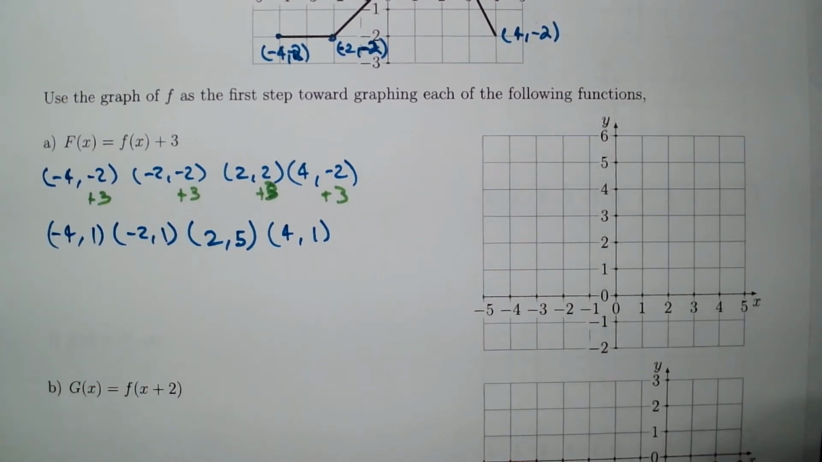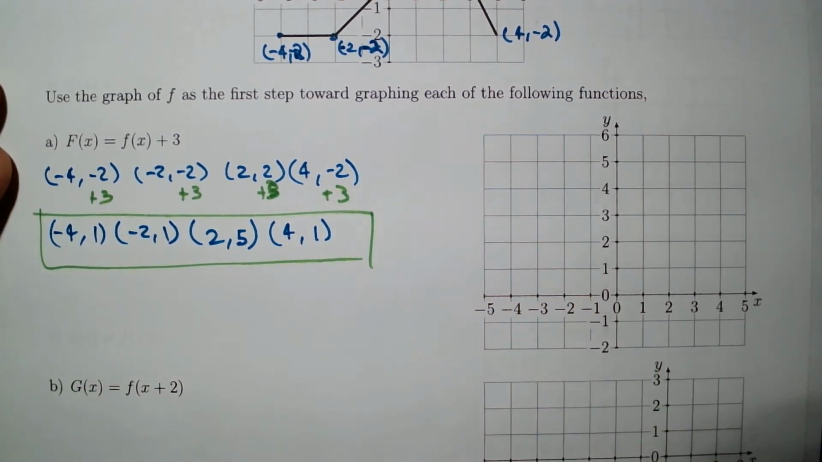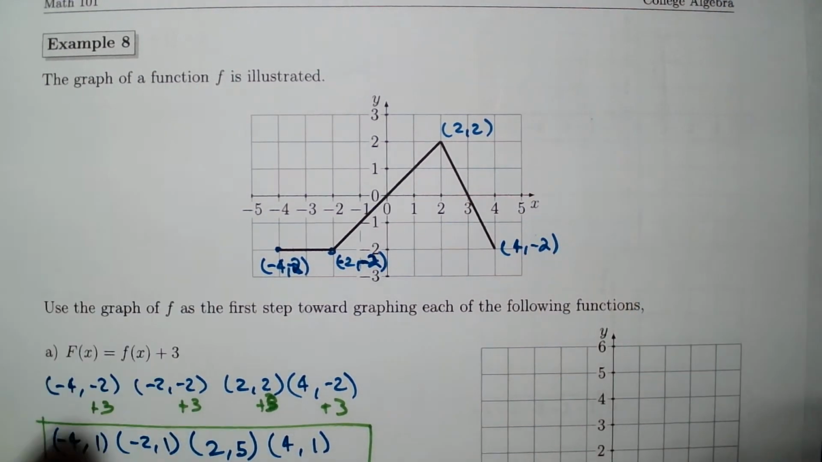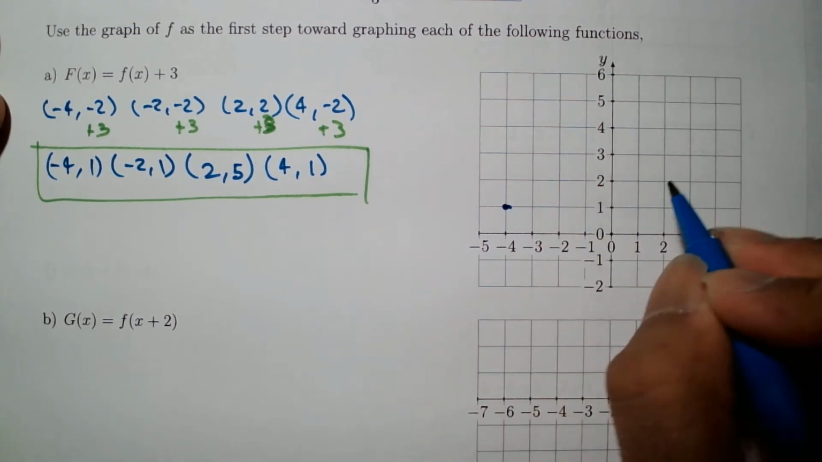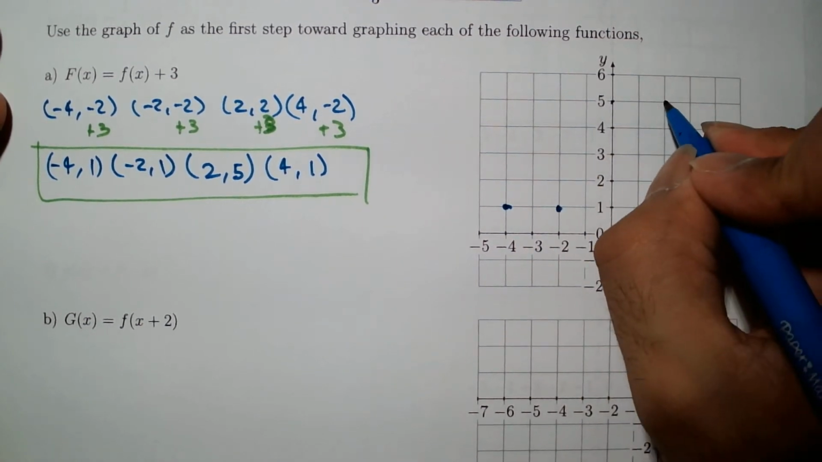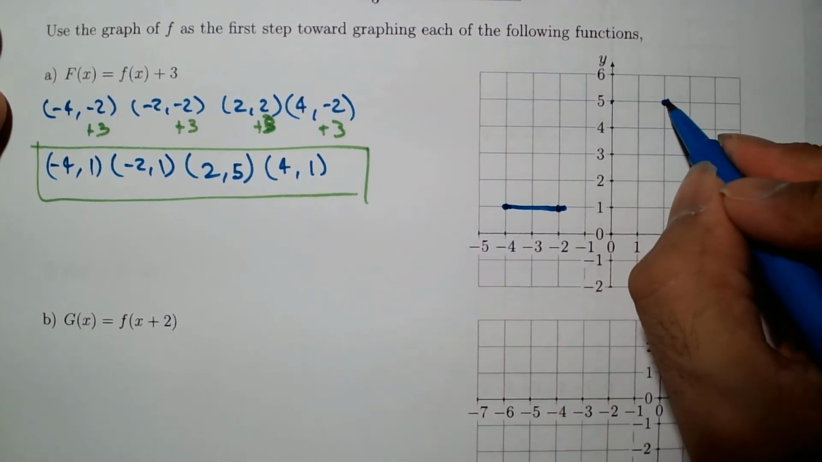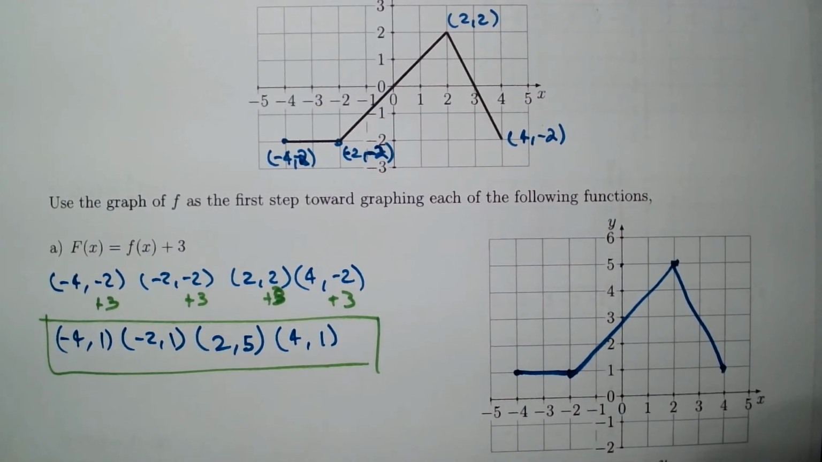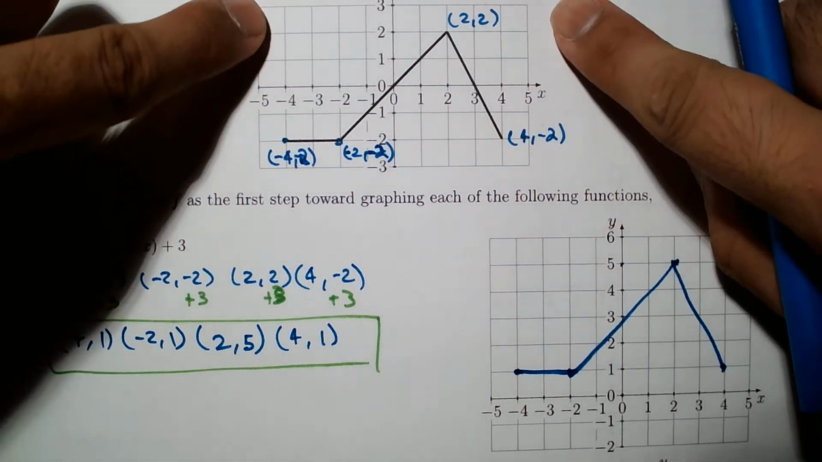I'm going to plot these points rather in this Cartesian plane that we got, and I'm going to connect the graph. So in this case, all we did is get this graph and move it up 3 units. That's ultimately what we did. So negative 4 comma 1, negative 2 comma 1, 2 comma 5, and 4 comma 1. So we're gonna have this. Okay, do you see the difference between these two graphs? It was just shifted 3 units up.